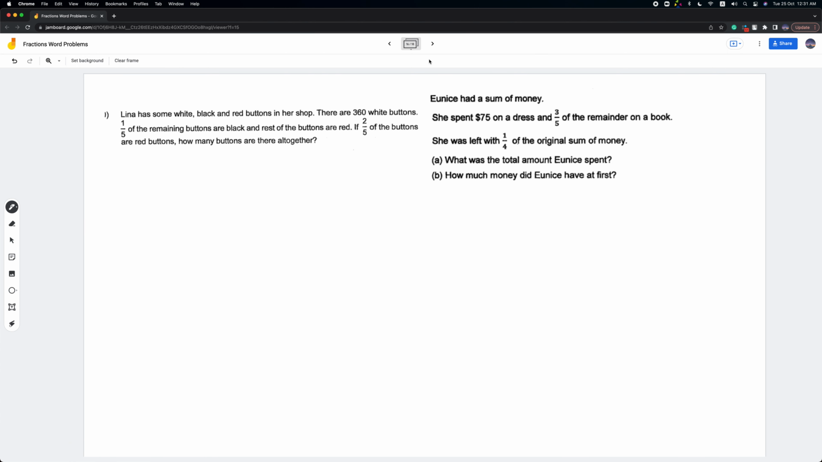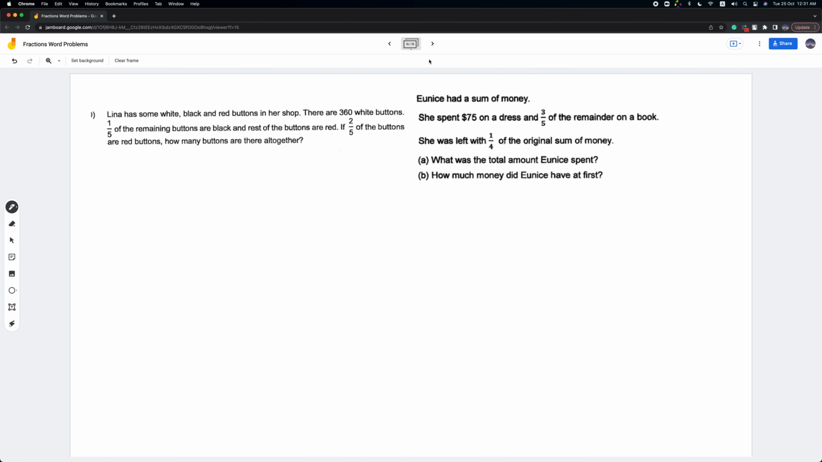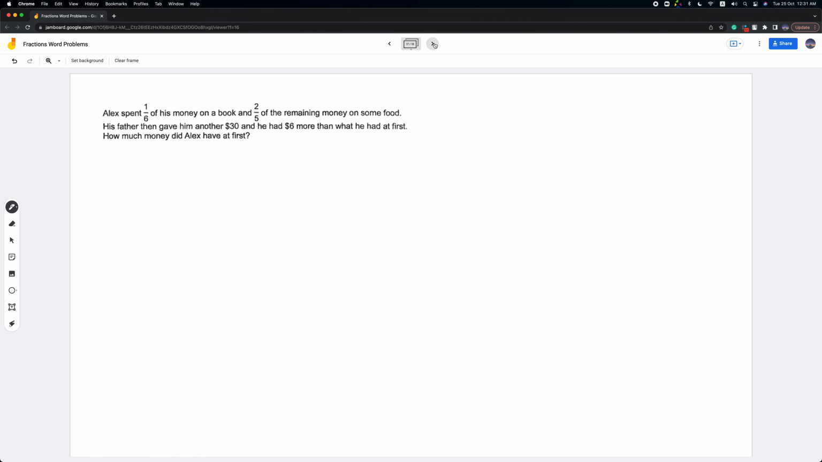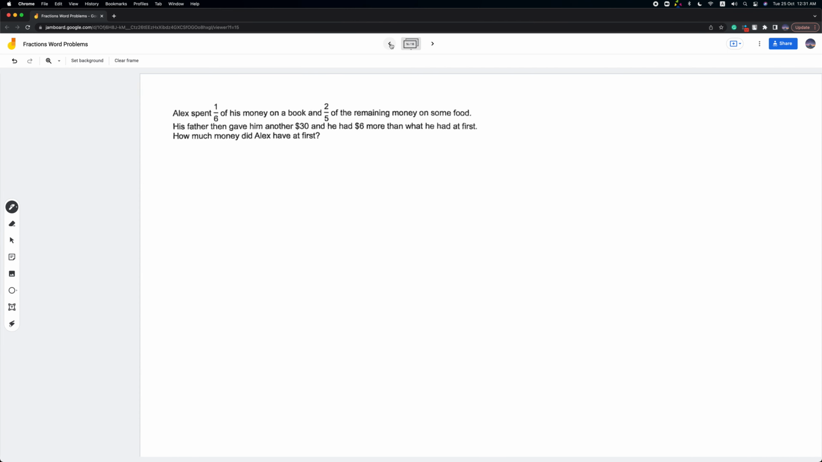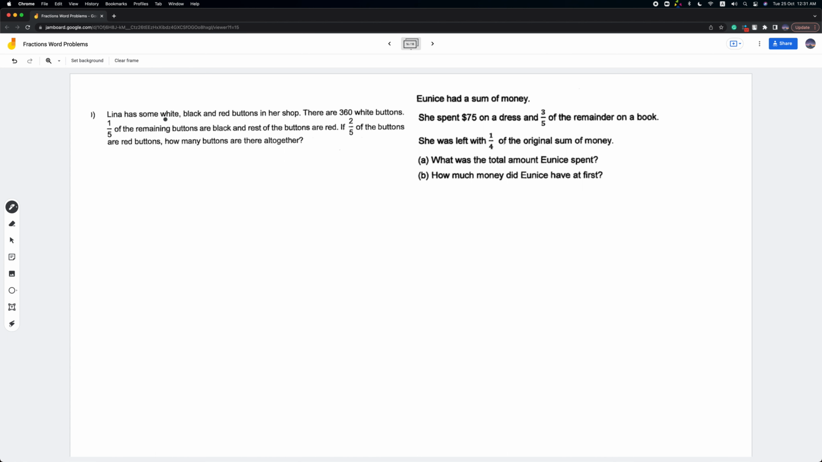Okay, so next question. We'll try to finish the fraction in this part, if possible. Just left with a few more questions, 3 questions in fact. Lina has some white, black and red buttons in her shop. There are 360 white buttons. 1/5 of the remaining buttons are black, and the rest of the buttons are red. If 2/5 of the buttons are red buttons, how many buttons are there altogether?